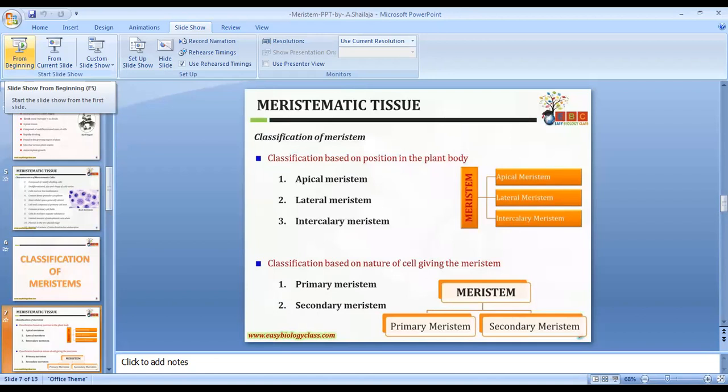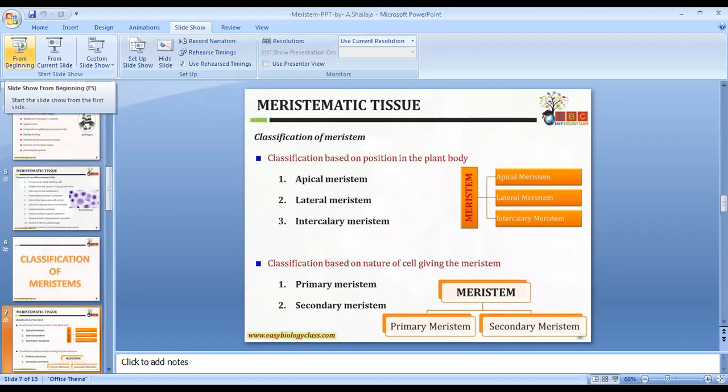Okay. So that is classification based on the nature of the cell: the primary meristem and the secondary meristem. Primary meristem is present in the plant first, and after the secondary growth, the tissue system that is present will be called secondary meristem.